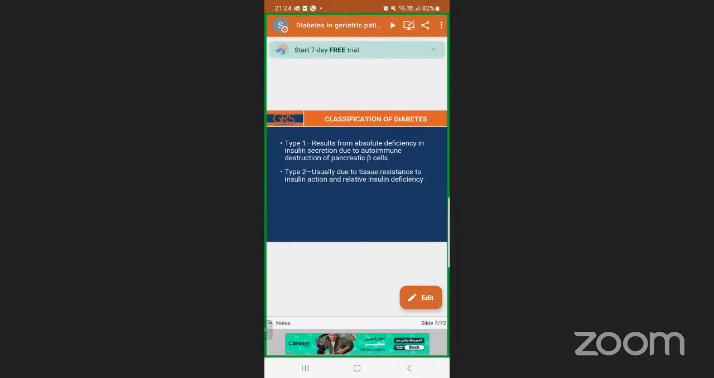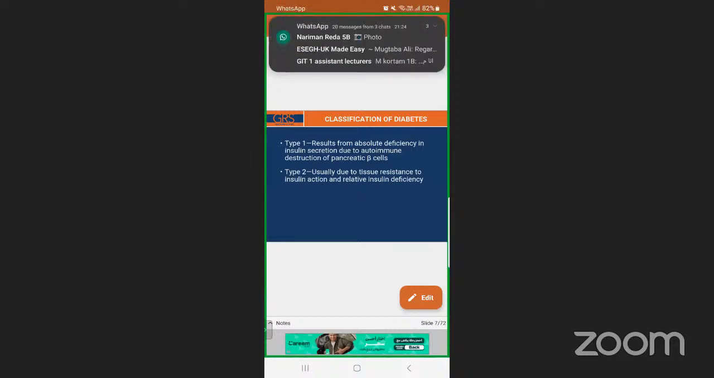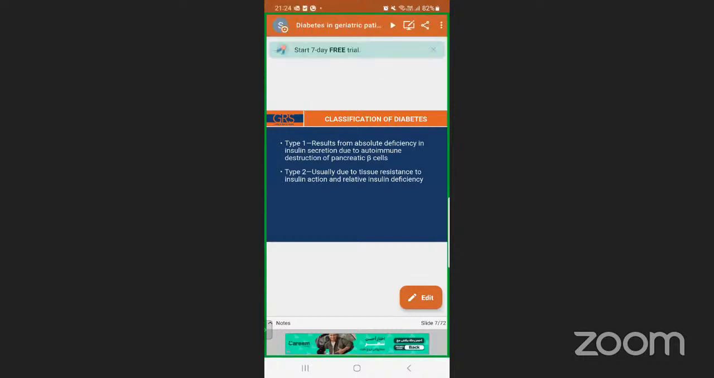When we come to classification, as we know, diabetes has type 1. Diabetes type 1 results from absolute deficiency in insulin secretion due to autoimmune destruction of pancreatic beta cells. And we know type 2 is usually due to tissue resistance to insulin action and relative insulin deficiency.